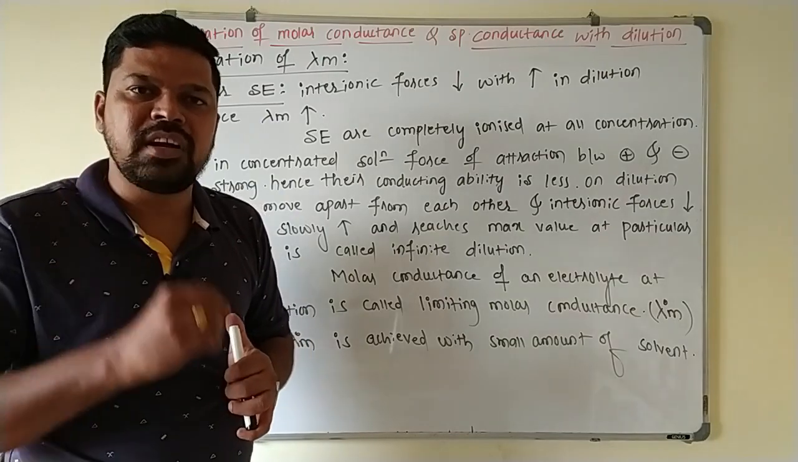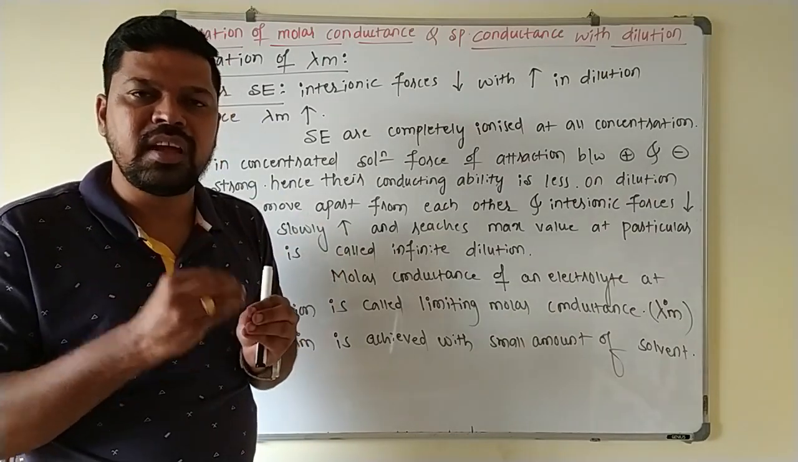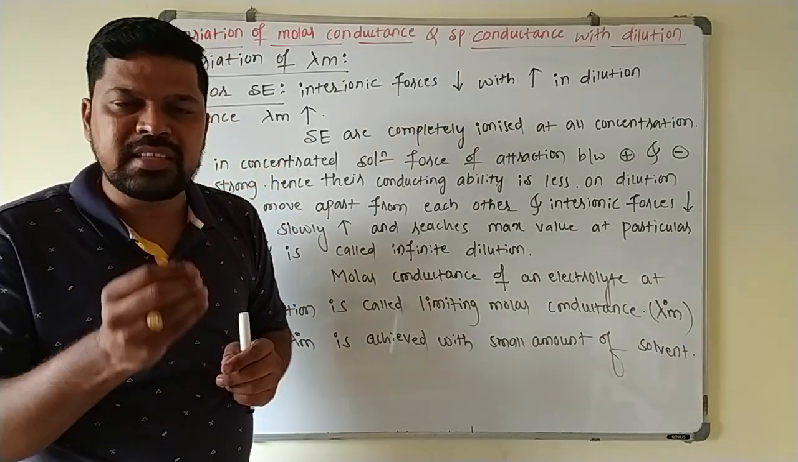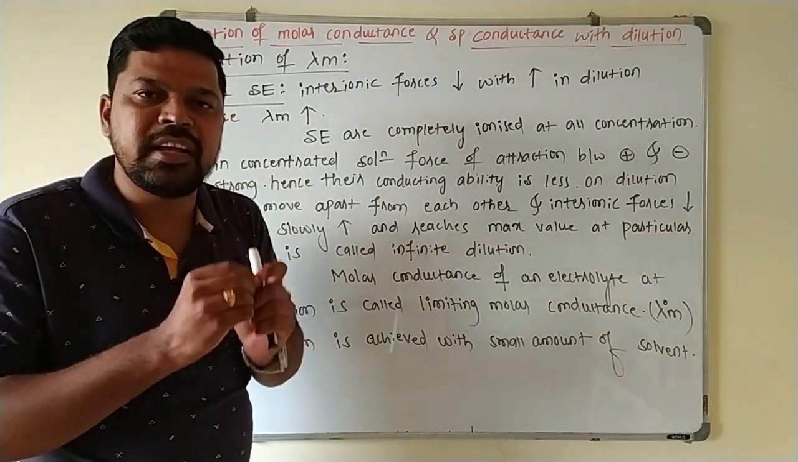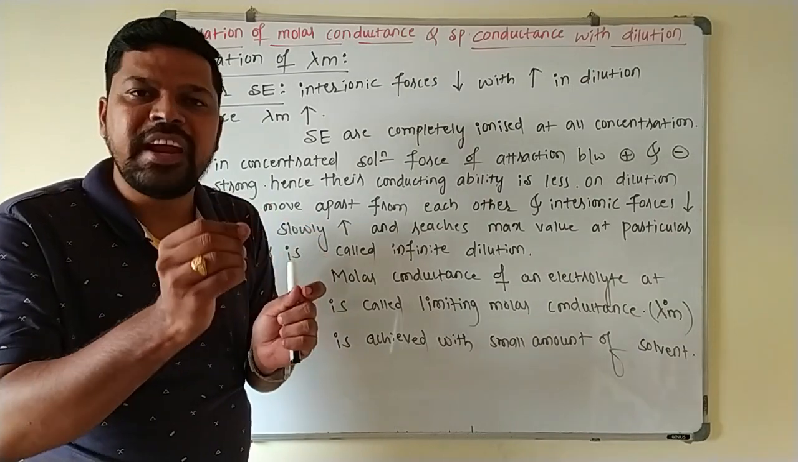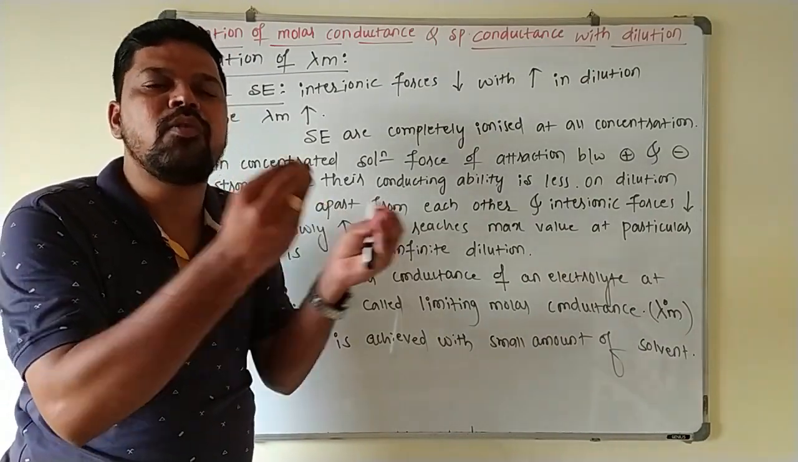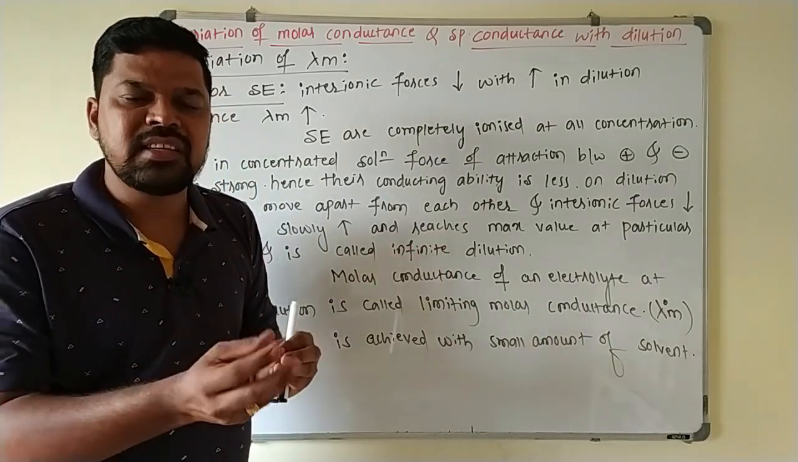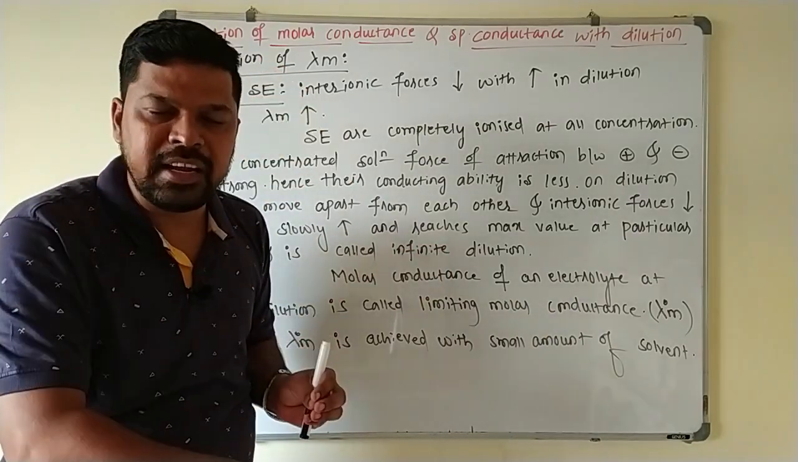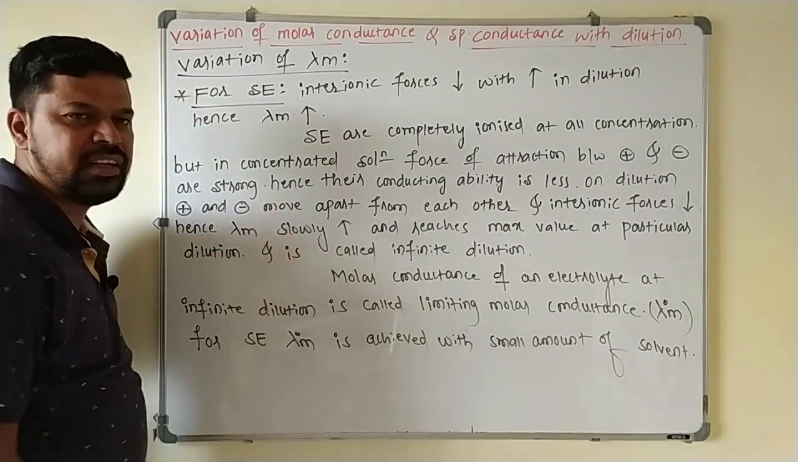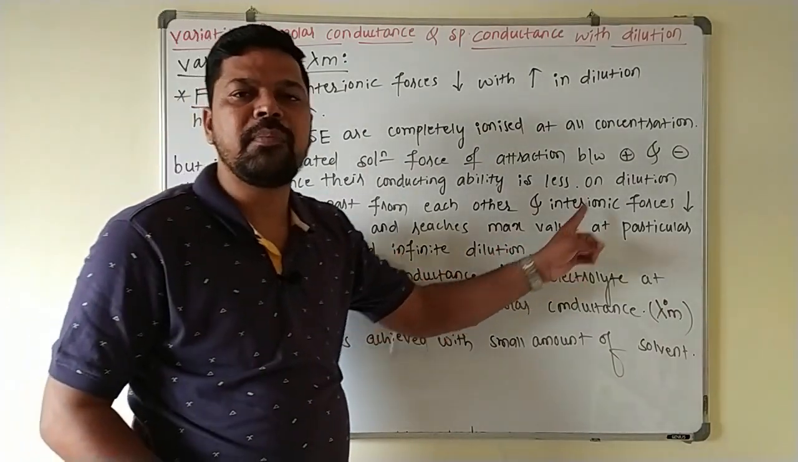So, in case of strong electrolytes, they are undergoing complete ionization. In the concentrated solution, they are close to each other. Hence, there exists an interionic force between them. As a result, their conducting ability is very less because they cannot move independently. If you add water, these cations and anions will move far away from each other. As a result, their interionic forces will decrease and hence their molar conductivity will increase slowly. And it reaches the maximum value at particular dilution.